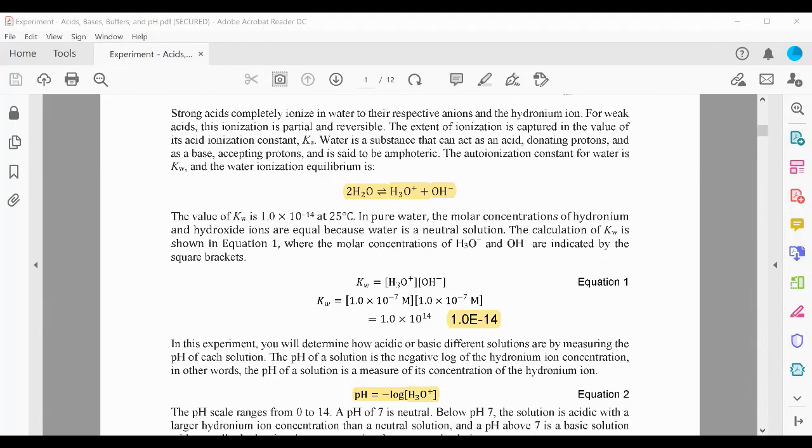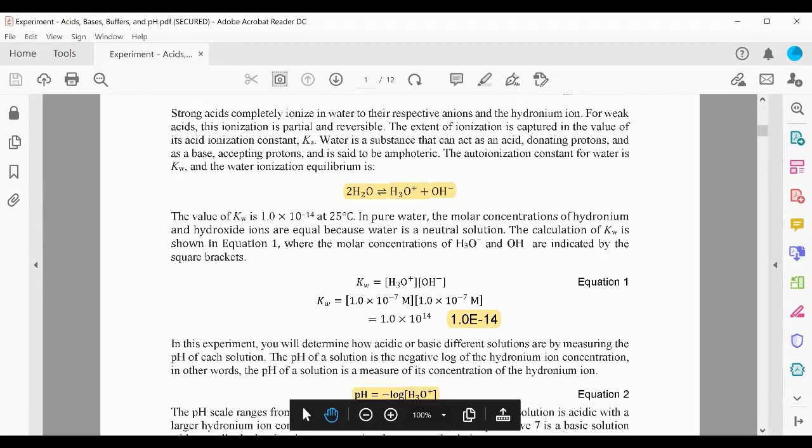Awesome. Okay, so I wanted to make sure that you understand that because the concentration of hydronium ions and the concentration of hydroxide ions is the same in water, we know that a neutral pH is 7. It seems basic, but okay, awesome. Okay, so let's continue.